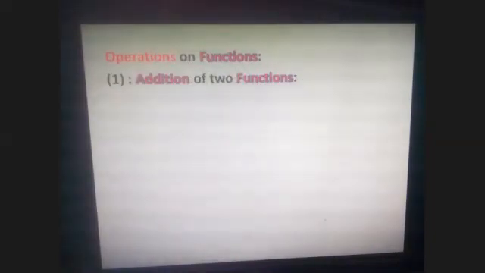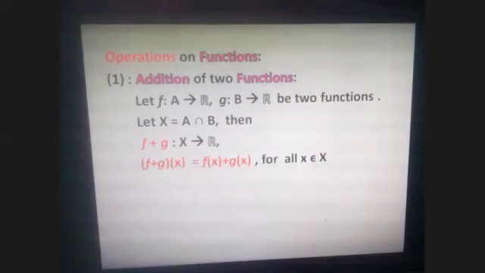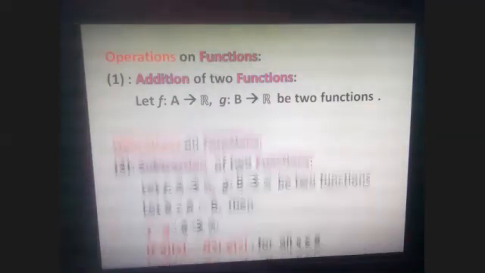Operation on real functions, that again we know, we studied it. Addition of two functions, f from A to R and g from B to R, and A intersection B I call X. Then f plus g has a domain X, that is A intersection B. So f plus g is a function from X to R defined as (f plus g)(x) is f(x) plus g(x) for all x in X. So domain of f plus g is the intersection of the domains.